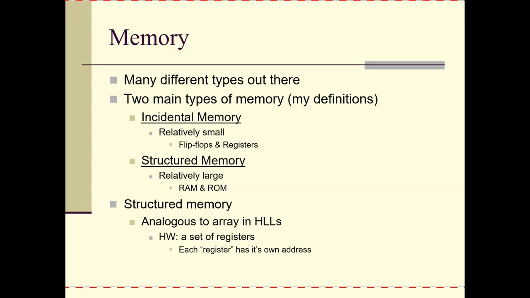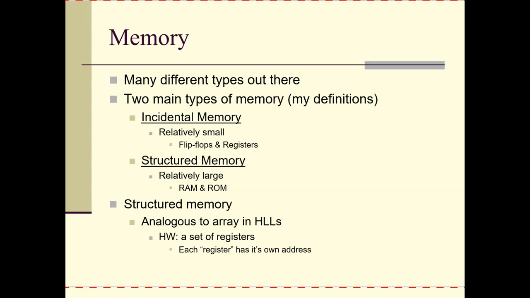So memory is our first real topic that we're going to delve into. There are many types of memory out there, so many that it's not even useful to talk about them all. But I like breaking it down into two types of memory. Essentially, I call it incidental memory and structured memory.